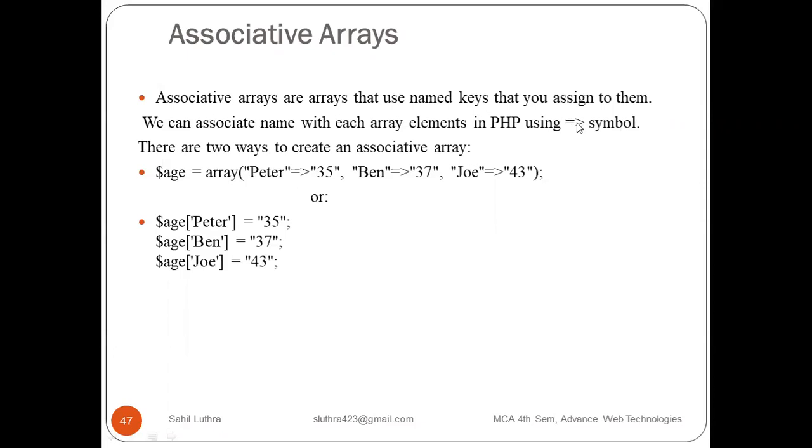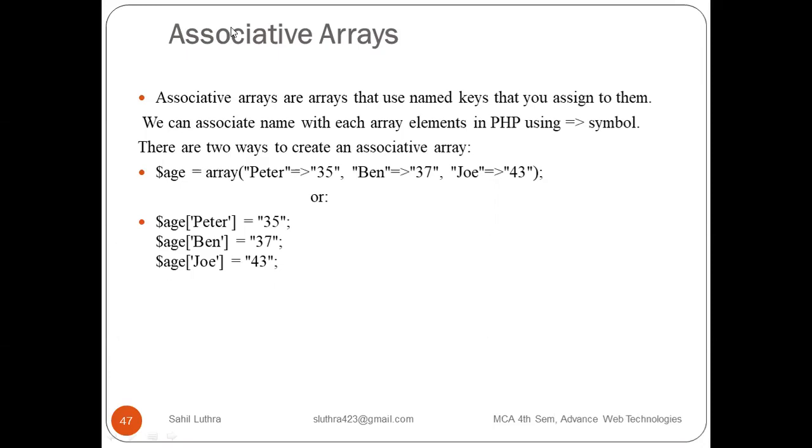After that, the next thing is we are using the equals to greater than symbol to assign the key. So there are two ways to create an associative array. There are also two ways to create an index array, and also two ways to create an associative array. The first one is $age equals to, so here we are going to declare the variable, and after that the next thing is we are using the assignment operator, and the next one is we are using array.